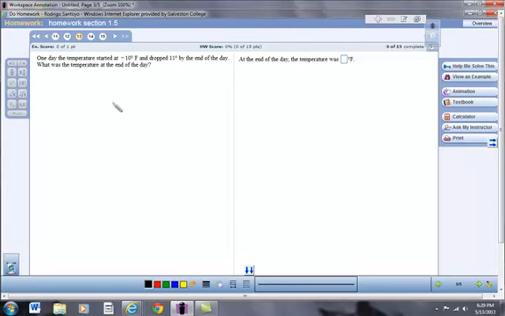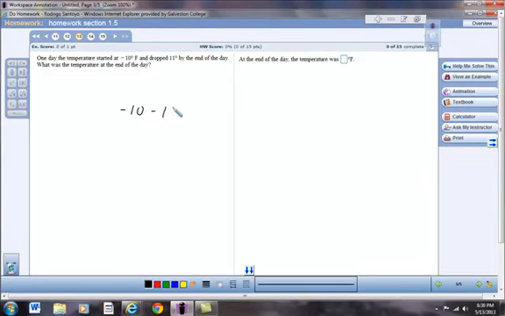Next problem says one day the temperature started at negative 10. Started at negative 10 degrees, and then it dropped. So that's subtraction. So what's the total temperature at the end of the day? Well, we just input this in our calculator. You should be able to do this. We get a solution of negative 21.